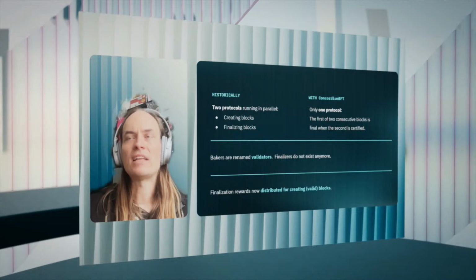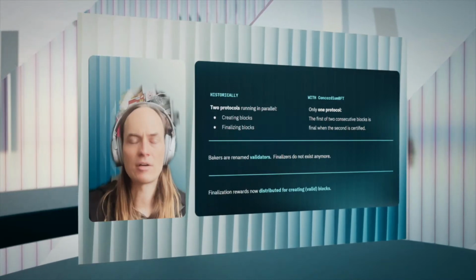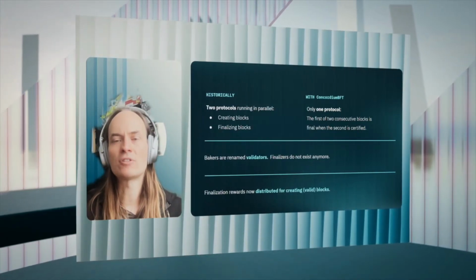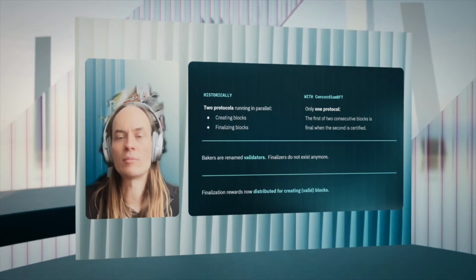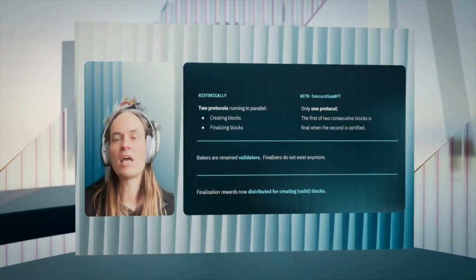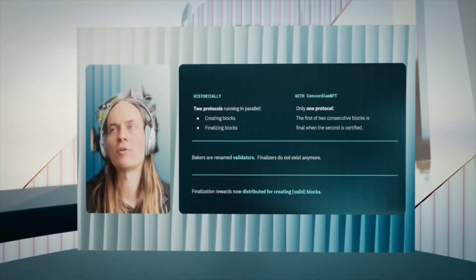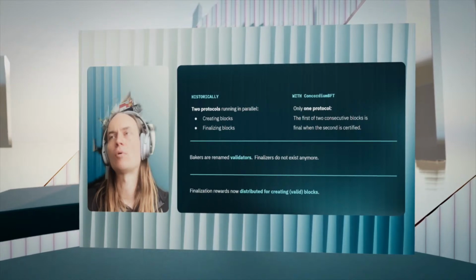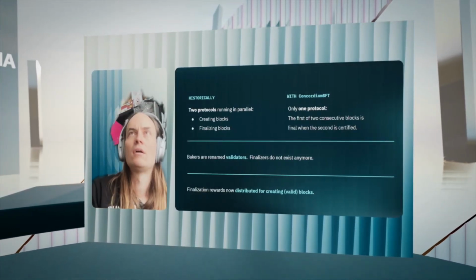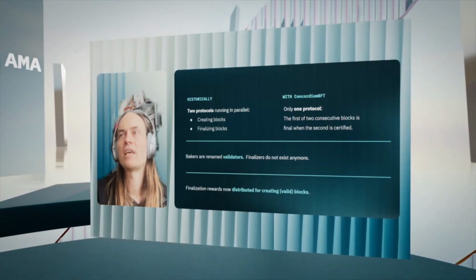Now these validators are still going to get the same amount of rewards as before, because the ones that were finalizers get the same amount of rewards as before, since the finalizer rewards are now just being distributed as rewards for producing blocks. And the people who didn't have enough stake to be finalizers before are now going to get the same rewards as anyone else, since we don't reward finalizing anymore. Everyone just gets all the minted CCD that is allocated to validators. I guess that was it about the name changes and why we have validators.